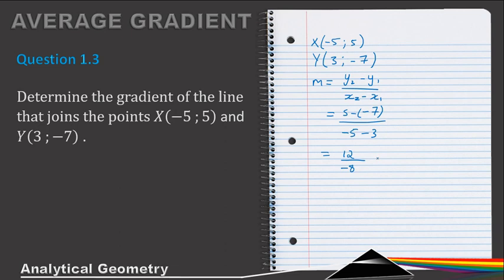Now I can simplify this further by dividing top and bottom with 4. So 4 goes in there 3 times, and in the 8 2 times. So this answer is then negative 3 over 2.